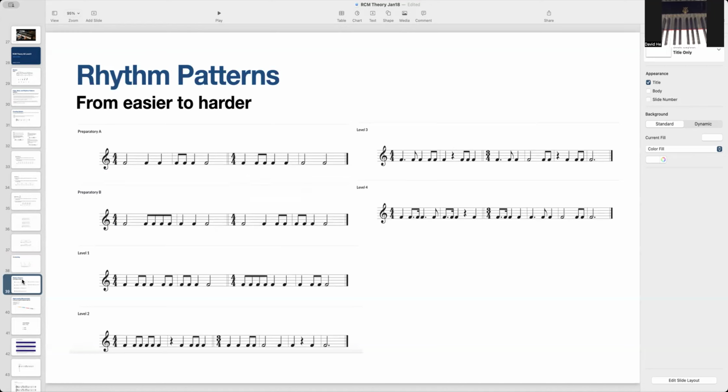And those are the rhythm patterns from easier to harder. Prepare for your level 8s, just like 8th notes, like this, okay? But for some of the level 4s, you have to deal with the dotted 8th note plus a 16th, so that makes 1 beat or something like that, okay?